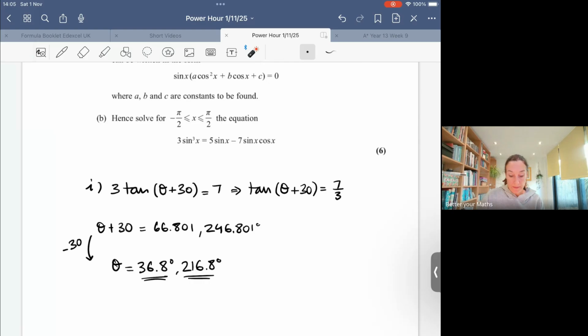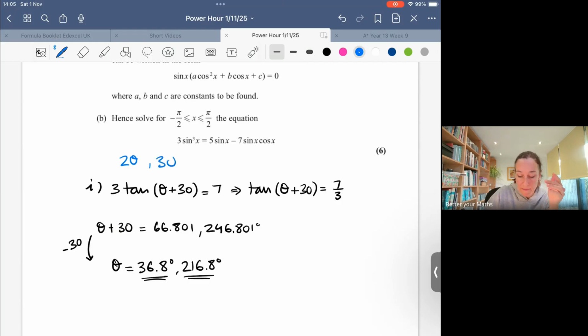Why is it important, when we have these type of solutions, that we find all the solutions first and then we subtract the 30? If in the questions it is theta plus or minus something, it really doesn't matter too much. But in the questions that you are solving for 2 theta, for example, or for 3 theta, you want to find all the answers for 2 theta or 3 theta and then divide by 2 at the end. Because if not, you are going to get all the answers wrong except the first one.